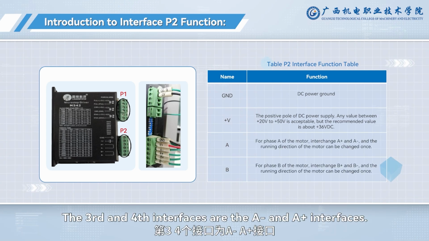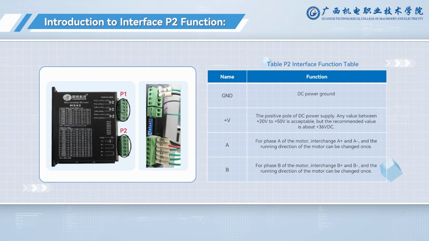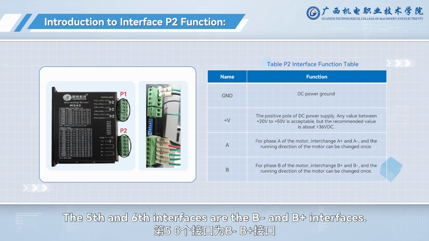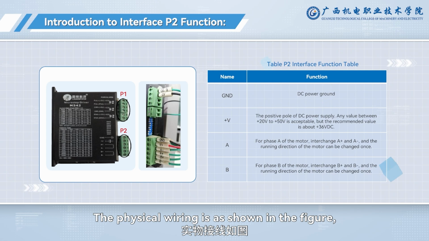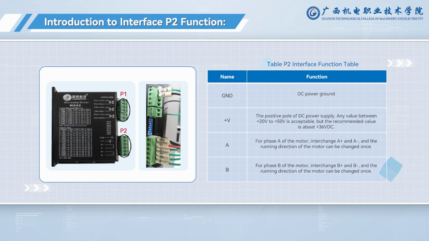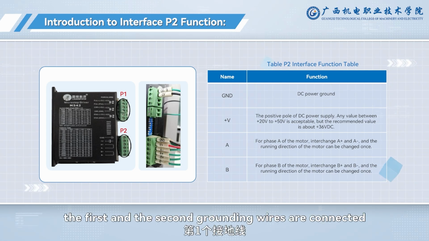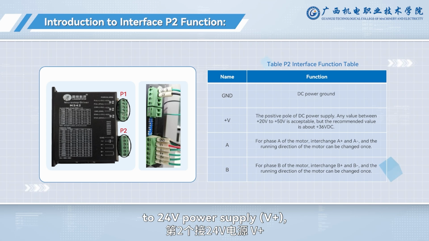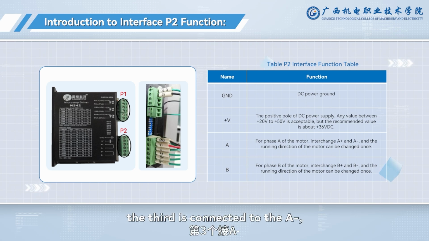The third and fourth interfaces are the A- and A+ interfaces. The fifth and sixth interfaces are the B- and B+ interfaces. The physical wiring is as shown in the figure. The first and the second grounding wires are connected to 24 volts power supply voltage plus. The third is connected to the A-, the fourth is connected to A+, the fifth is connected to the B-, and the sixth is connected to B+.